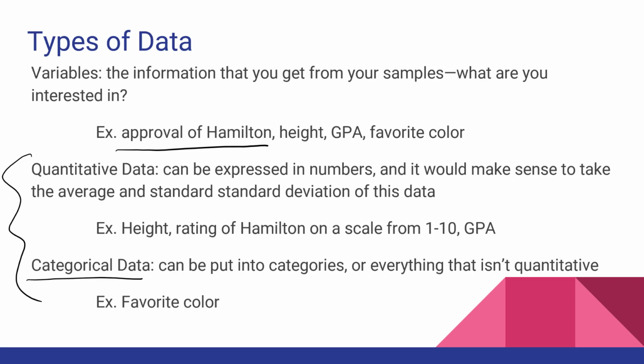On the other hand, we have categorical data. This can also be called qualitative data, and it's just data that can, one, either be put into defined categories, or just everything that isn't quantitative. The most generic example would just be favorite color.